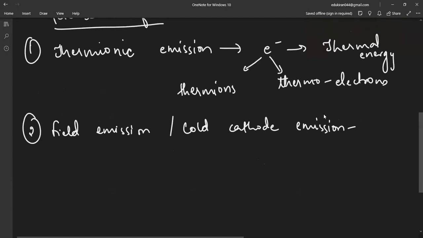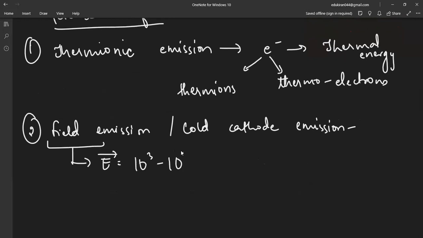So when a metal surface is subjected to very high electric fields, when I use the term very high electric field, it means in the order of 10 to the power 3 to 10 to the power 8 volt per meter. So electrons are emitted from it, and we call this the cold cathode emission. One more thing, this method is less efficient. This is dangerous also, and it is less efficient. So this is not used much.